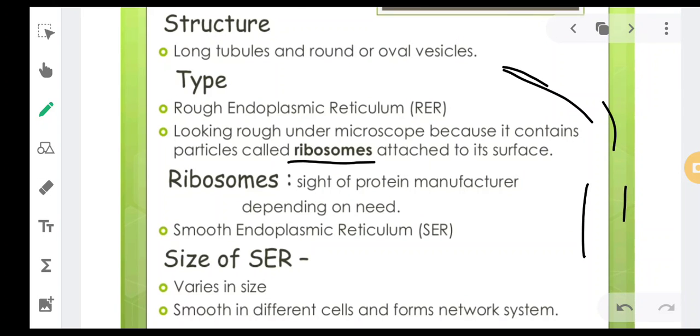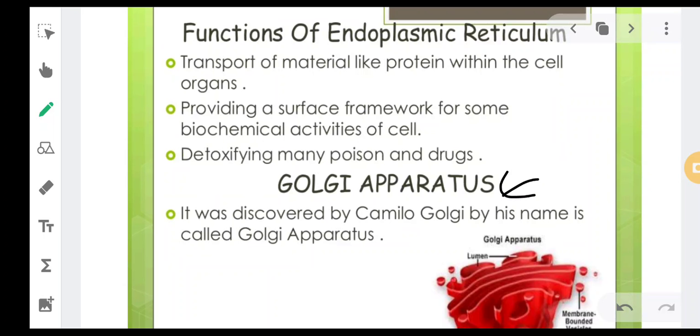The next thing is, they are smooth in different cells and form a network system. They cover the nucleus and form a type of network, a type of chain. So this smooth endoplasmic reticulum generally forms a type of chain.